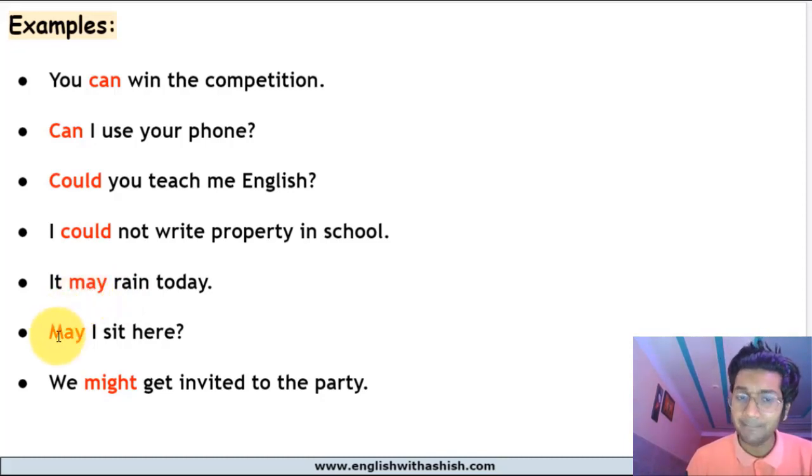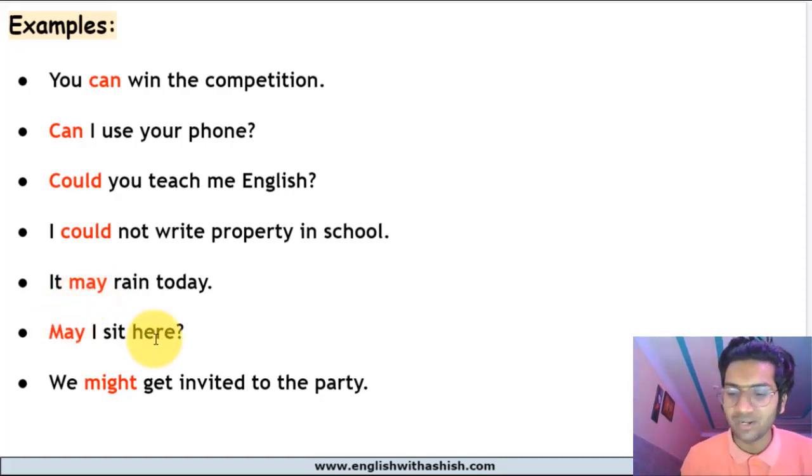Okay. May I sit here? So may is very polite when it comes to making a request, right? It is the best word that you can use to make a request. May you pass the bottle, please? May I sit here, right? It is also used to ask for permission. When you want to take permission from somebody, you can use may, right? May I sit here? May I use your car? May I use your laptop? You can use could as well, but may is actually more formal and polite than could, right?